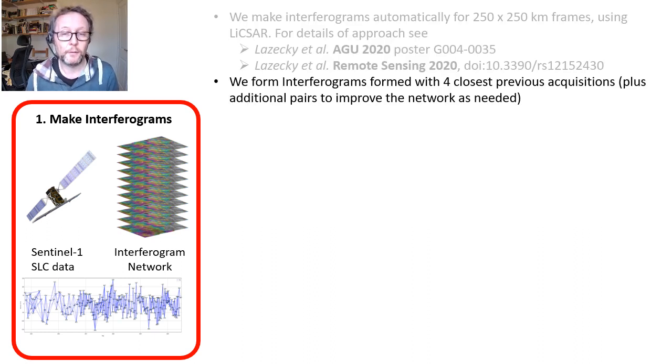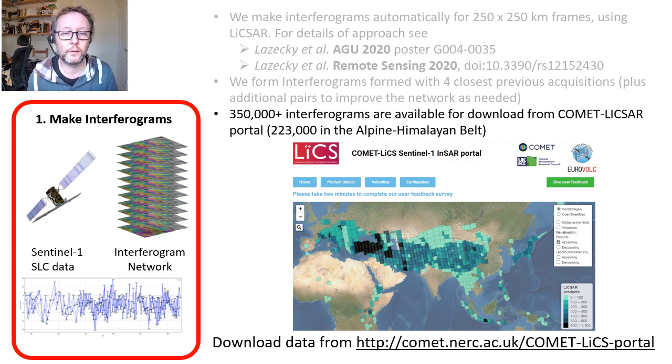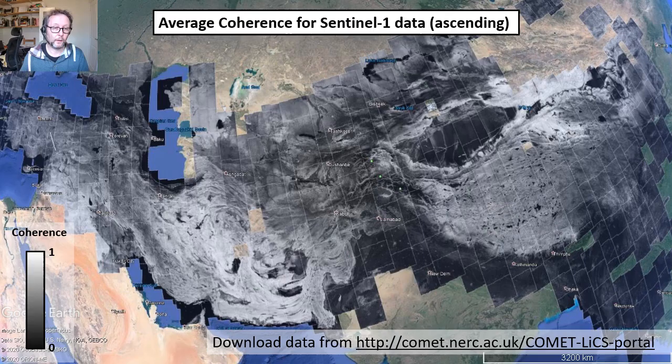In essence, we form interferograms with the 4 closest previous acquisitions, and in some cases some additional pairs to improve the network as we need those. And we've now processed something like 350,000 interferograms using this approach, and these are all available for free to download from the COMET LiCSAR portal. Of those, about 223,000 are in the Alpine-Himalayan Belt, which is the focus of this talk.